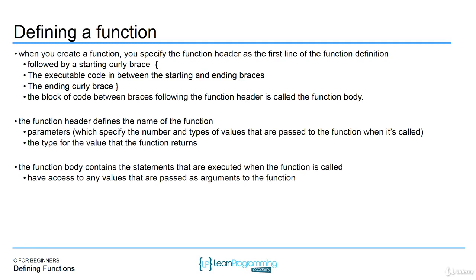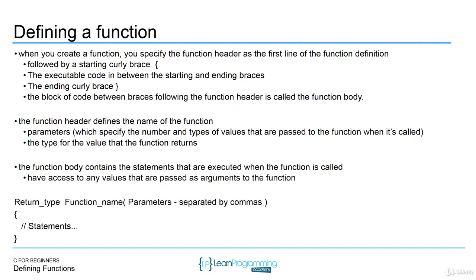The function body contains just regular code, and that code gets executed when you call or invoke the function. The function body itself will have access to any values that are passed as arguments, so the data that you pass to it, you can utilize inside the body of the function. What it looks like is this. The first word in the function header is a keyword representing the type of data that's going to be returned from the function. The next word is the name of the function. Then you have a left parenthesis, and then parameters separated by commas. That will be the data that's passed to the function. And then you have the right parenthesis to end the function header.